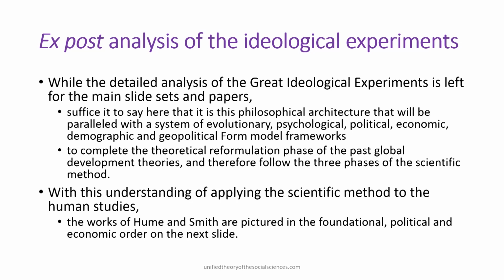While the detailed analysis of the great ideological experiments is left for the main slide sets and the papers, suffice it to say here that it's the philosophical architecture that will be paralleled with a system of evolutionary, psychological, political, economic, and demographic geopolitical form model frameworks to complete the theoretical reformulation phases of past global development theories and therefore follow the 3 phases of the scientific method. With this understanding of applying the scientific method to the human studies, the works of Hume and Smith are pictured in the foundational political and economic order in the next slide.